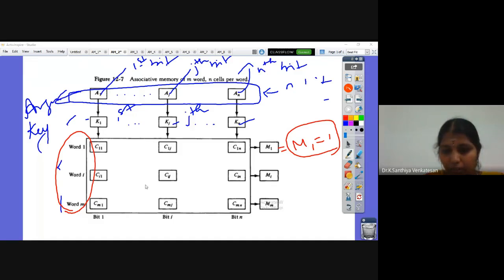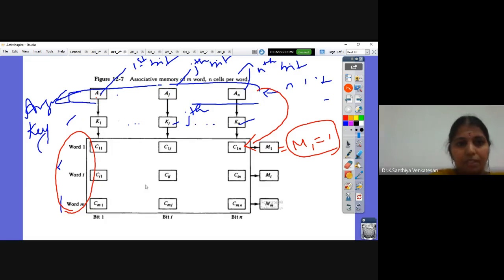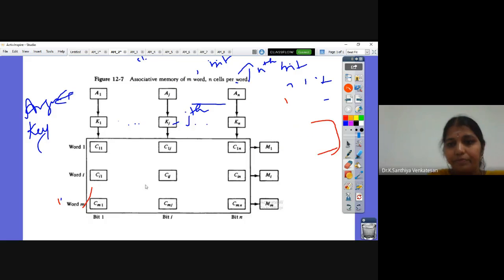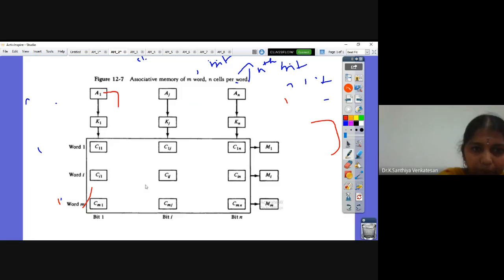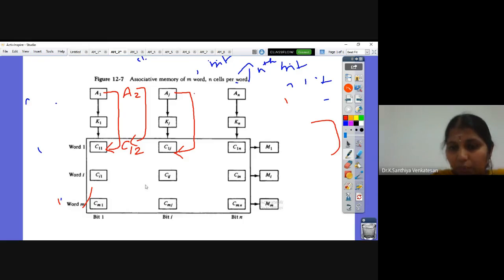Yes, you have the bits in the argument register, exactly. All the bits in the argument register will be compared with the bits in the memory. So here I'll show you the comparison. Your bits like A1 is compared with C11. If I have A2, A2 will be compared with C12. If I have A3, it will be compared with C13. And if I have Aj, it is compared with Cij. Similarly, An is compared with C1n. Likewise, all the bits will be compared.